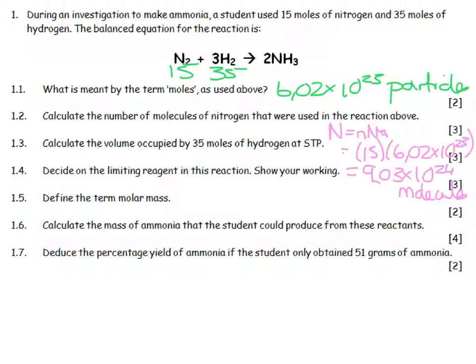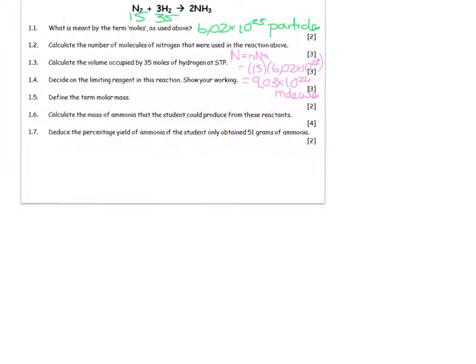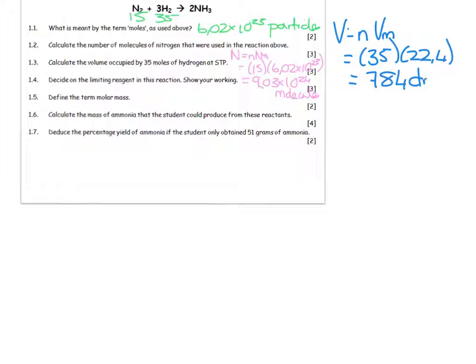Calculate the volume occupied by 35 moles of hydrogen gas at STP. So now we're looking at volume, and we're going to say V is equal to number of moles times Vm: 35 times 22,4, and I land up with 784 decimeters cubed. Don't forget about your units.